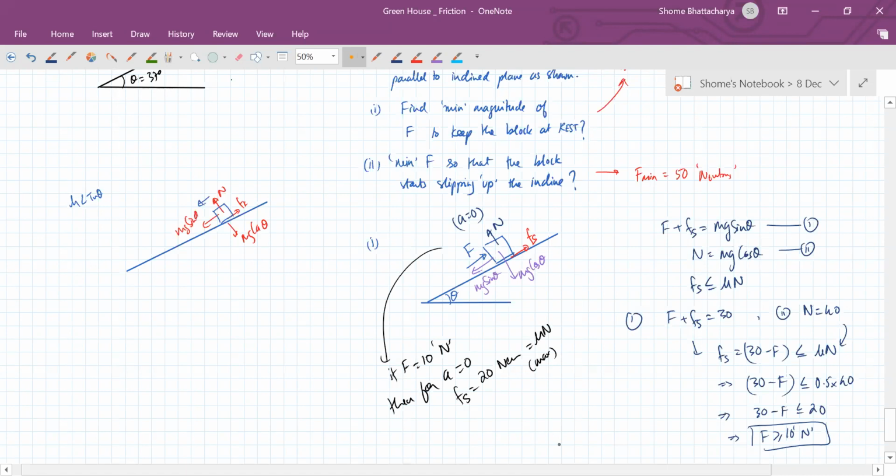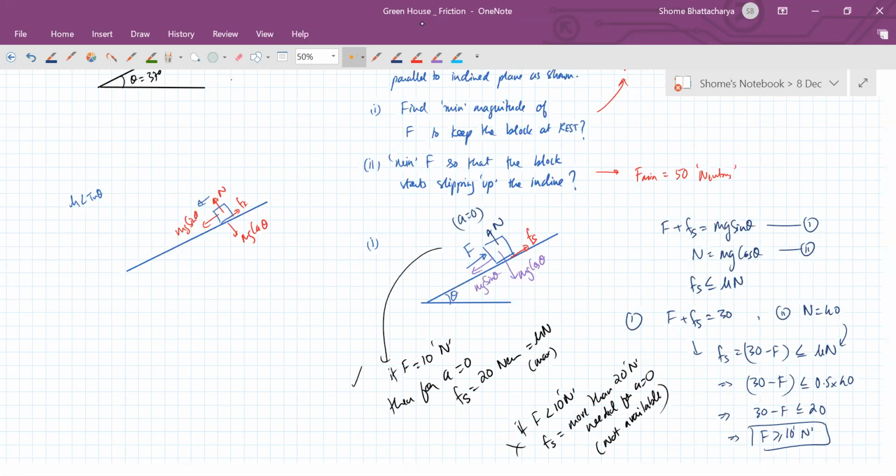Whereas if I apply a force of less than 10 newtons, then I need static friction of more than 20 newtons needed for A to be 0. But that is not available. So it will slip. That is not available. So this will not do. So I need a force of this.